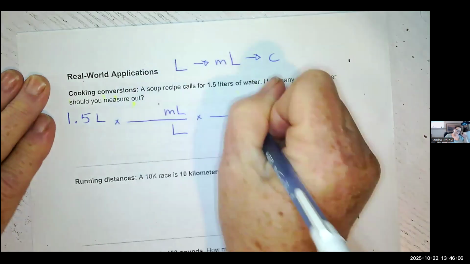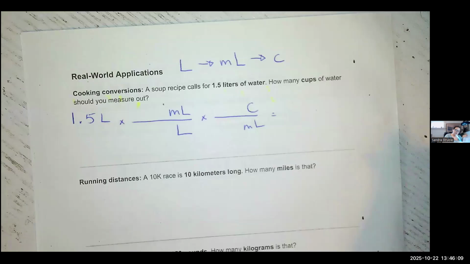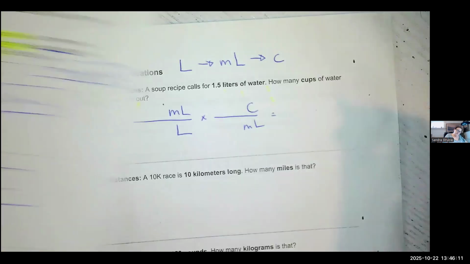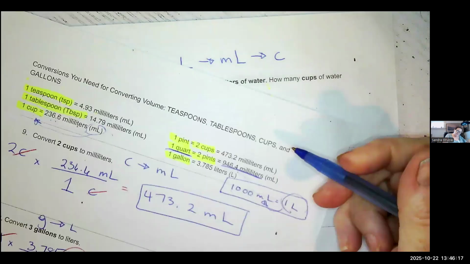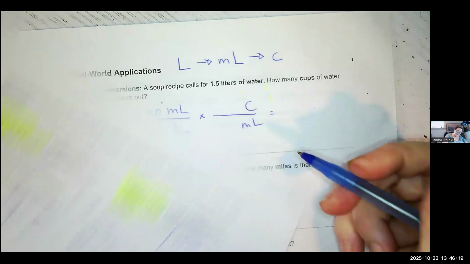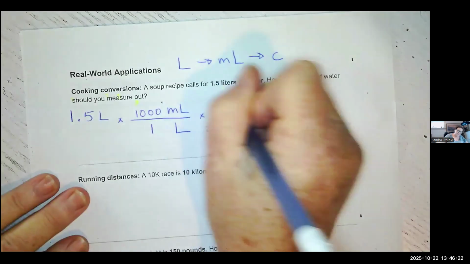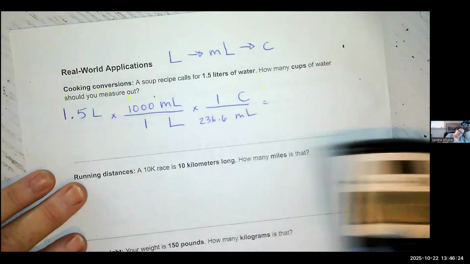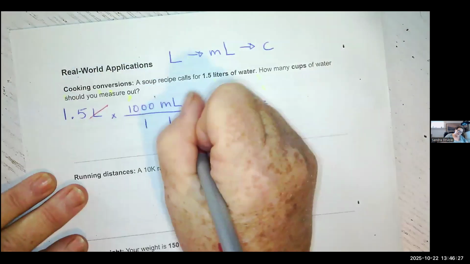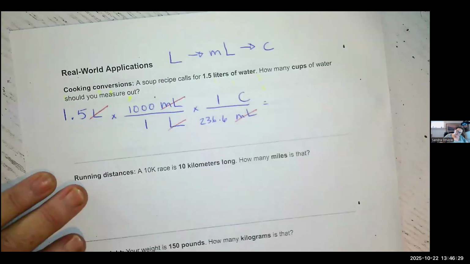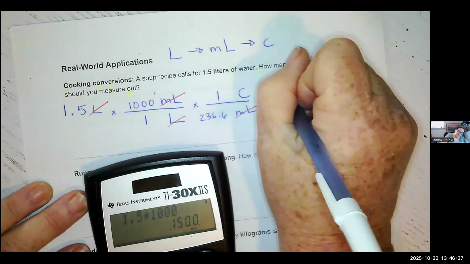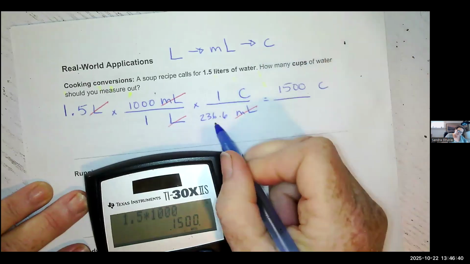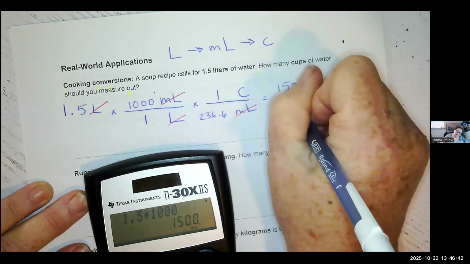There we go. Now we plug in our numbers. There's 1,000 milliliters in 1 liter, and there are 236.6 milliliters in 1 cup. Liters up top, liters in bottom, milliliters up top, milliliters down bottom. 1.5 times 1,000 times 1 is 1,500. This is cups over 236.6. Divided by 236.6. Please don't leave it like this.